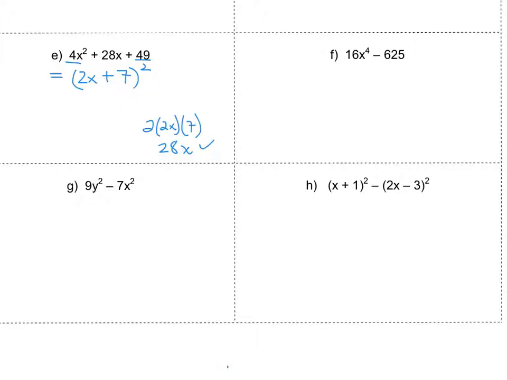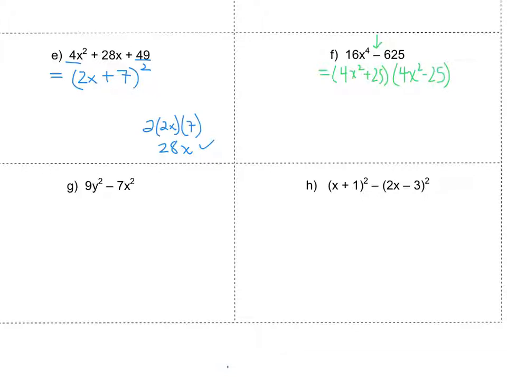Part F, I don't see a common factor, but I can square root the first and the last, and it is a difference in between, so that means I have 2 brackets that are going to look similar, but one will be a plus and one would be a minus. Square root of 16x to the 4 would be 4x squared. So I need a 4x squared times a 4x squared to get the 16x to the 4. And then the square root of 625 is 25. So then I would have a plus 25, and then we have a minus 25.